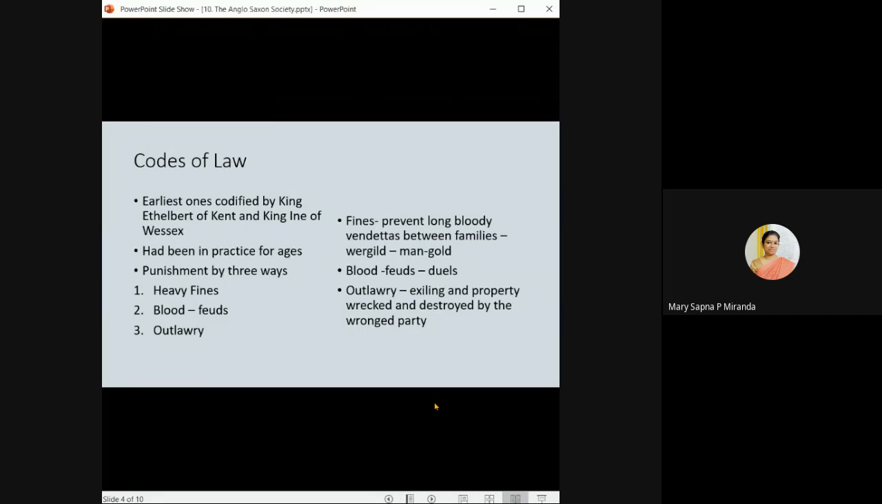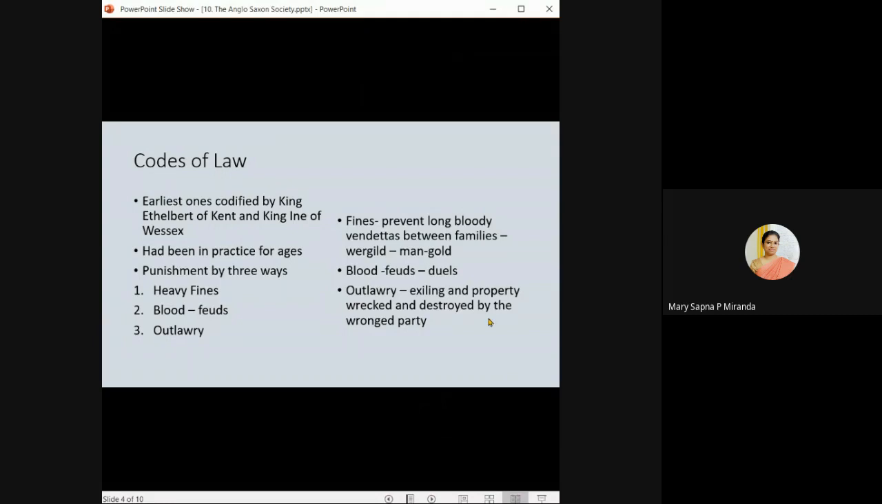It would prevent long, bloody vendettas between families, because families knew if they got into these kinds of war, these kinds of trouble with each other, they will be fined. So, all their money and property would go towards paying the fine. And in the end, what would happen to the families? They would become poor, impoverished, and they'll be out of the nobility. Without money, without land, you are no one. You just become like any other serf, any other laborer. So this prevented people from getting into all kinds of battles, all kinds of fights with each other.